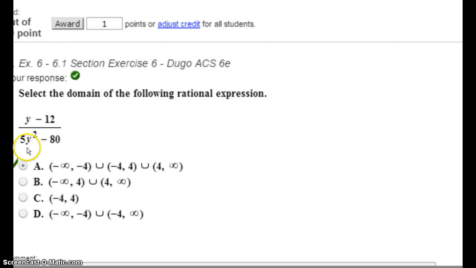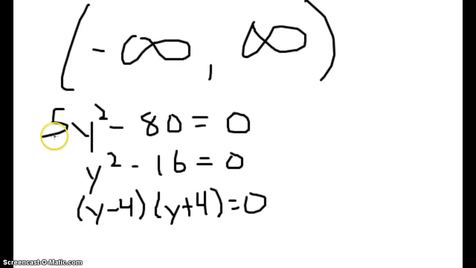This one's a little more complicated. You have to solve this 5y squared minus 80. When will that be equal to 0? So when is 5y squared minus 80 equal to 0? You can solve it either using the quadratic formula. Here I solved it by factoring, divided everything by 5, and then I could factor this difference of two squares to (y minus 4)(y plus 4) equals 0.